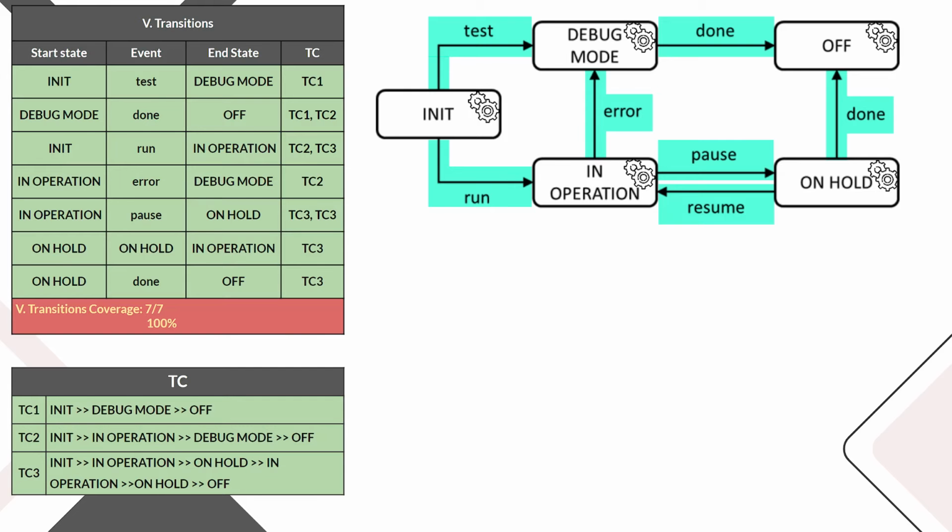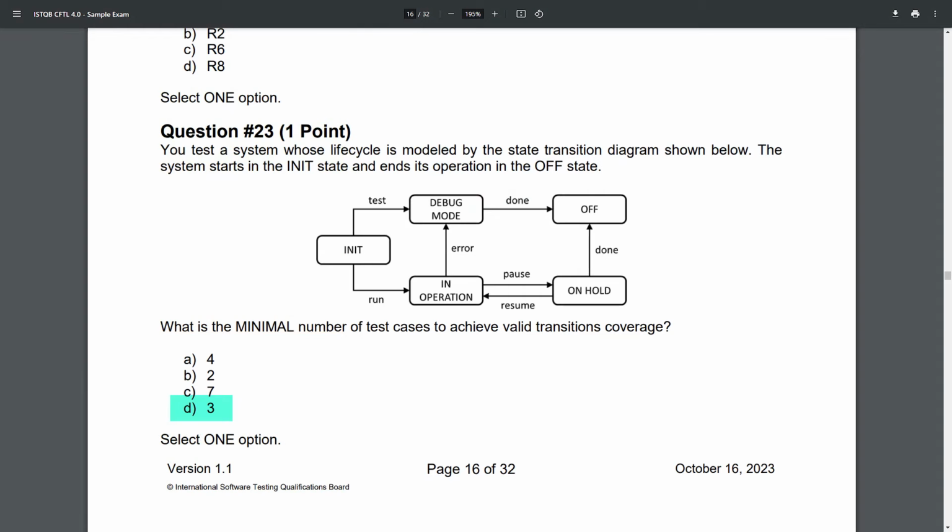Accordingly, the correct answer is D. 3 is the minimum number of test cases to achieve valid transition coverage. As you can see, when there are no guard conditions and actions, ISTQB questions related to state transition testing are quite simple. And you can find the correct answer to them, sometimes even in 1 minute, if you practice enough. But this is not the end of our tutorial.